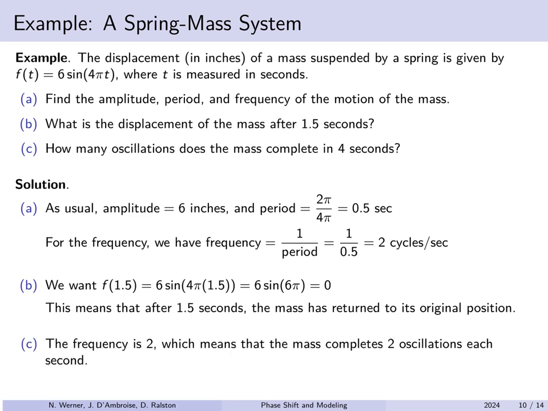The frequency is 2. We already measured that in part A. So how many oscillations does the mass complete in 4 seconds? Well, if it completes 2 oscillations every second, multiply that by 4 seconds to get 8 total oscillations.